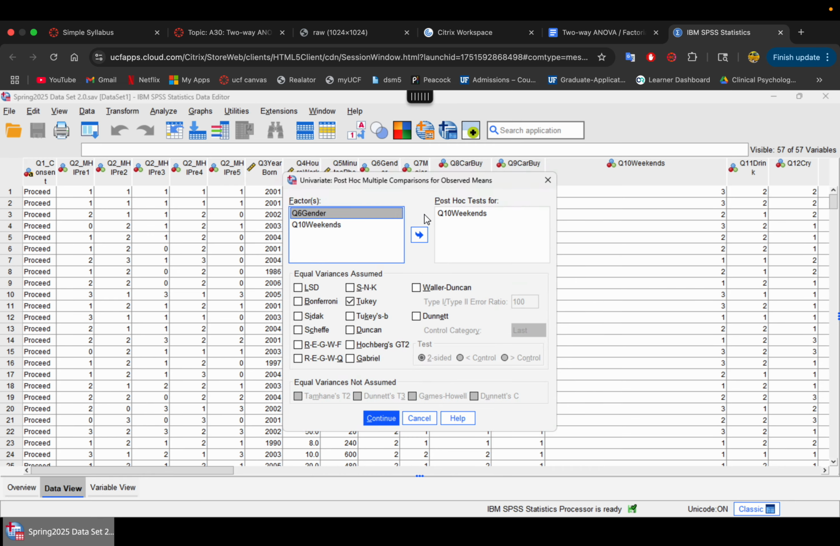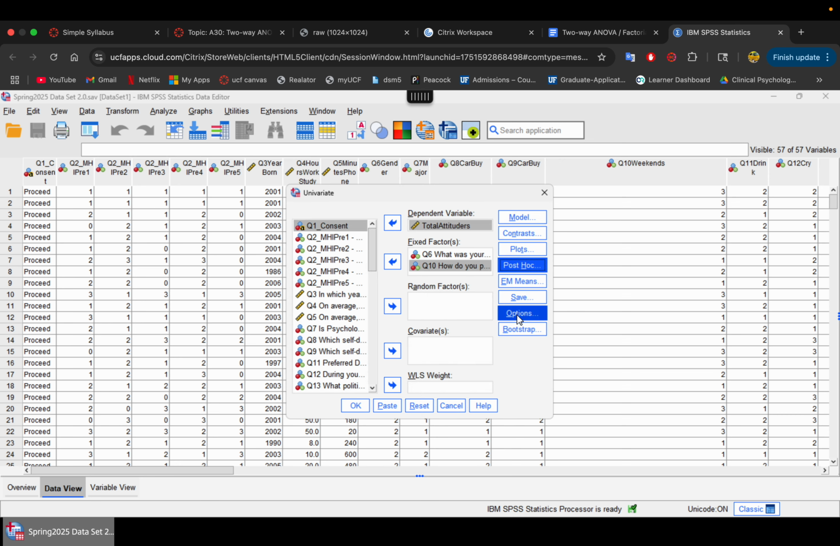For post hoc, you need more than two factors because you're trying to differentiate which out of the factors is significant and which ones are not, if there are ones that aren't significant. So we're just going to move on weekends since there's more than two of those. Gender, there's only two in this research scenario. We're going to do the Tukey, and then click continue.